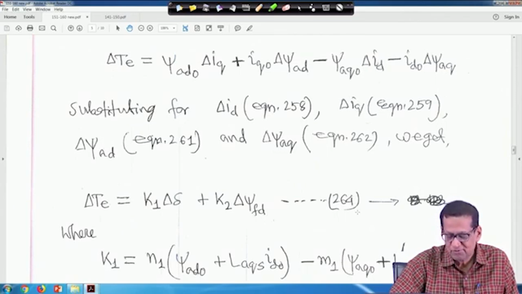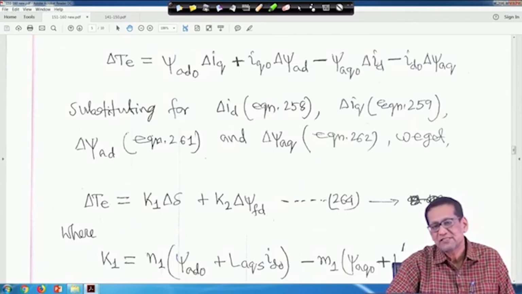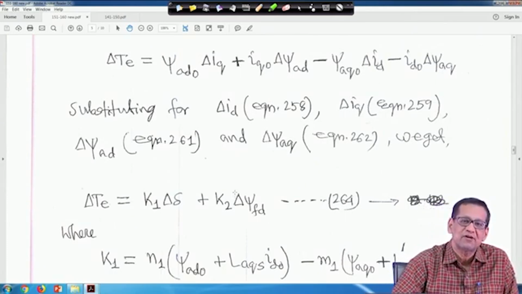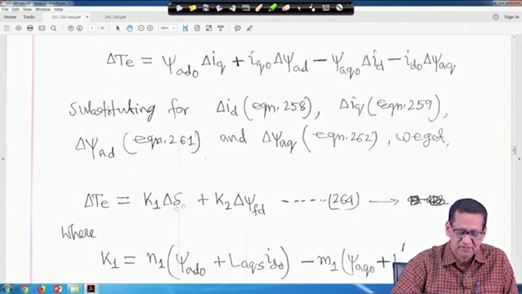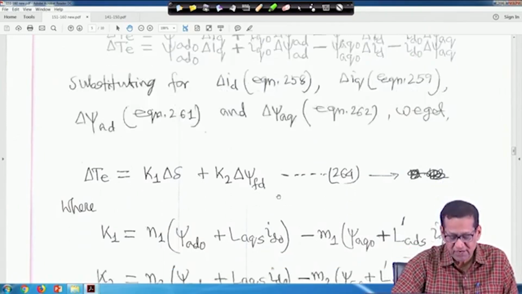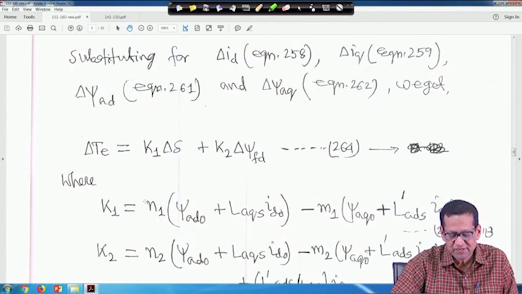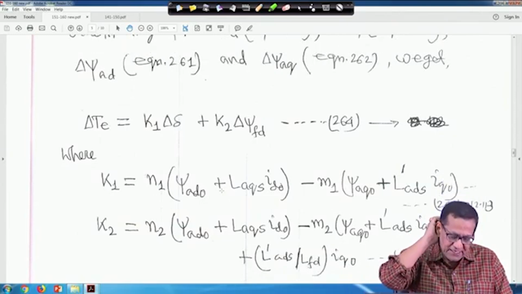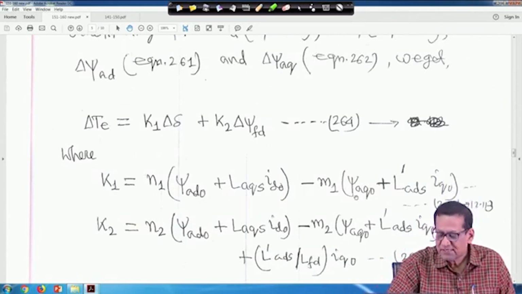This is equation 264, because in our synchronous machine model we will develop the model with constants. There are 6 constants, K1, K2, K3, K4, K5, K6. Now it is K1 and K2. So, delta T will be K1 delta delta plus K2 delta psi FD. This is equation 264, where if you substitute and simplify, your K1 will become N1 into bracket psi AD0 plus LAQS Id0 minus M1 into bracket psi AQ0 plus LADS dash Iq0.